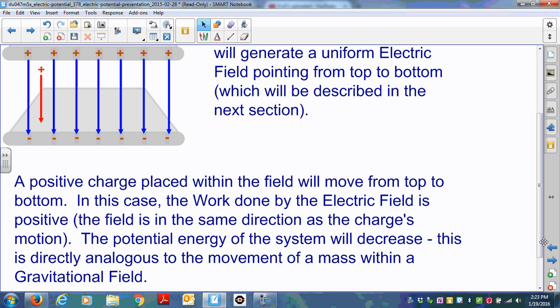A positive charge placed within the field will move from top to bottom. In this case, the work done by the electric field is positive. The field is in the same direction as the charge's motion. The electric potential energy of the system will decrease. This is directly analogous to the movement of a mass within a gravitational field.